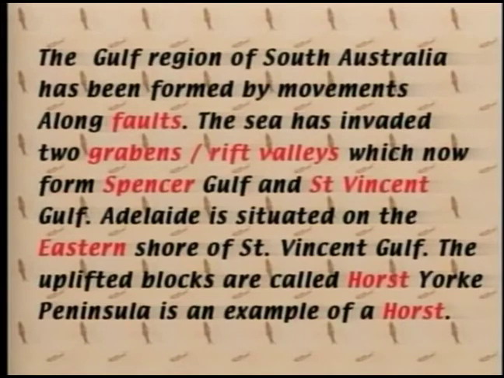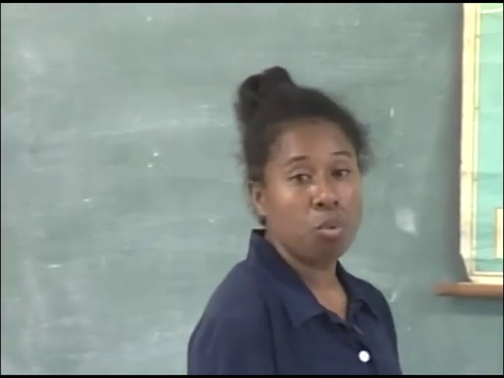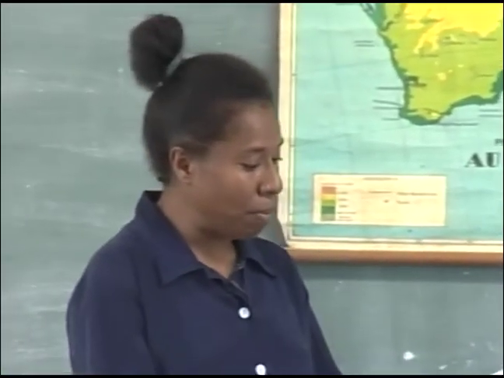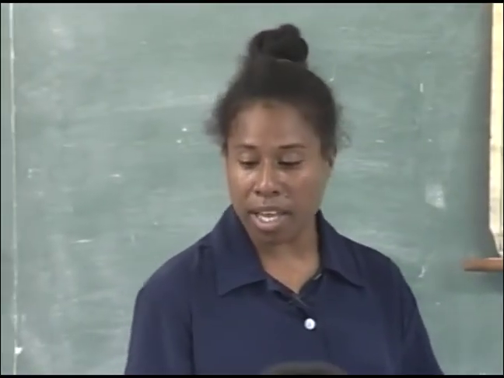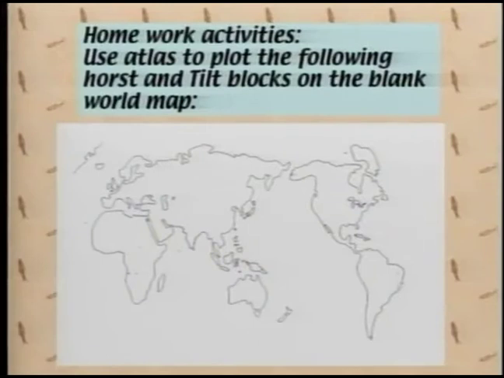Okay, I'm going to give you now your homework. For your homework, you will need a blank map of the world. And from that blank map of the world, you are required to plot the following features of horsts and tilt blocks on that blank world map. Note, you will be required to use an appropriate key so that you can work out which is which and where those different features are located. The two lots of features that I would like you to work on are tilt blocks and horsts.